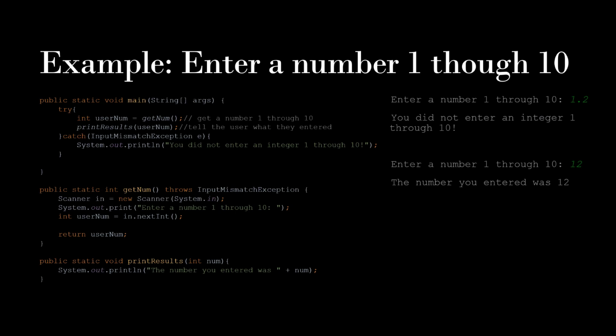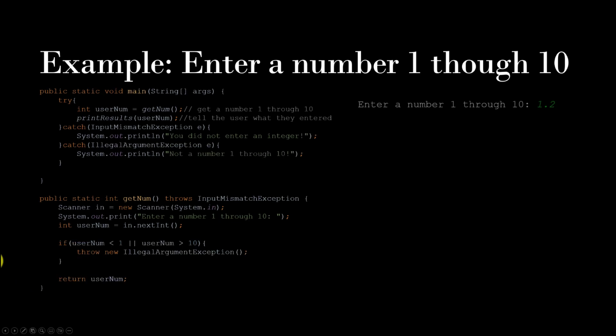The hard thing is, it's an integer, right? But it's not in that range of 1 through 10, which is an issue because we wanted it to be 1 through 10 for whatever reason. Also, keep in mind that the print results method stays the same, which is printing our number.